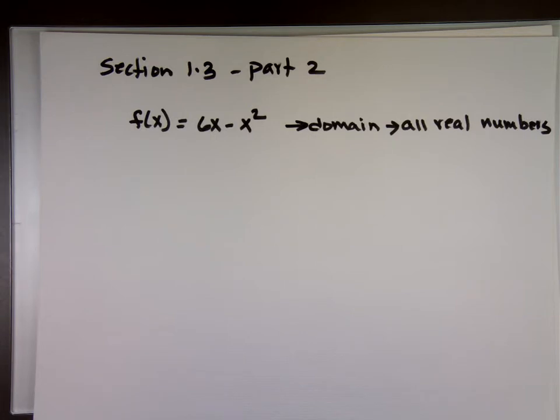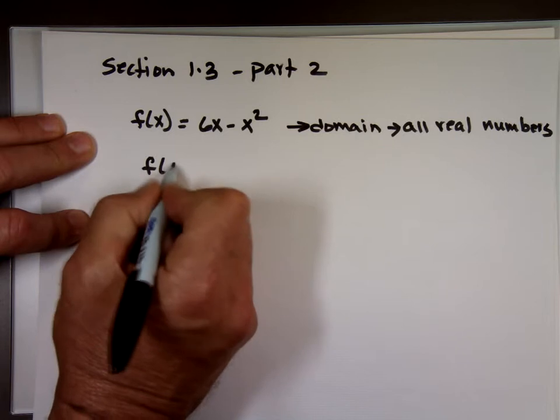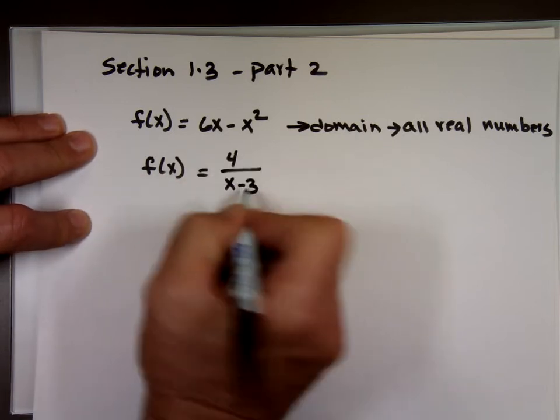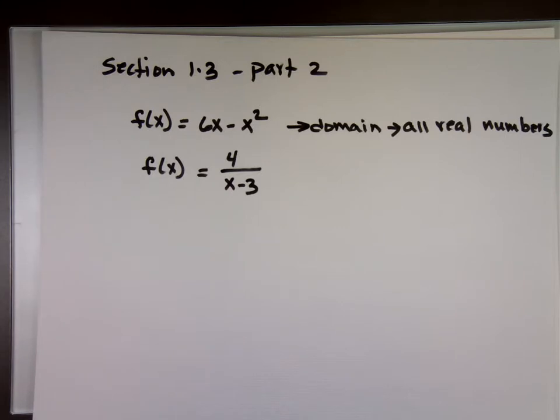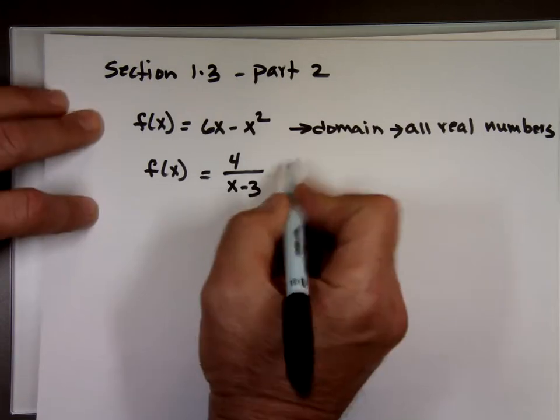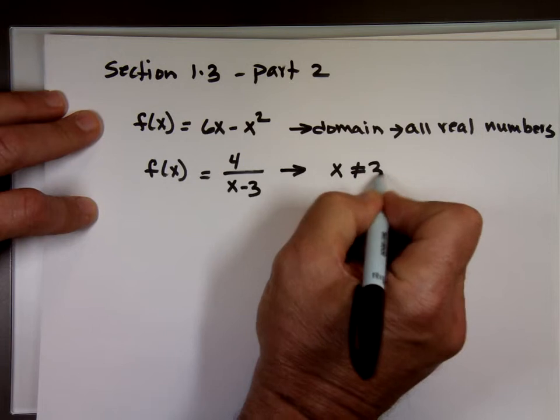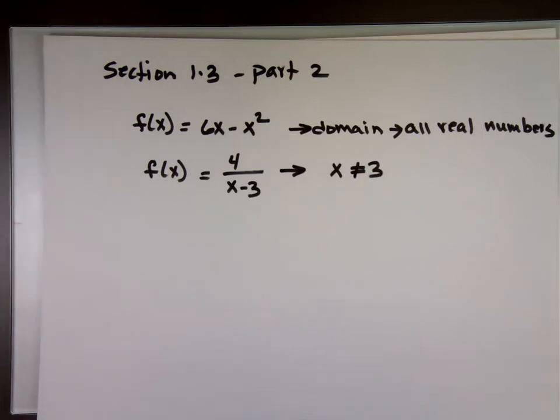Where you're going to have a problem is when you see a problem like this. F of x equals 4 over x minus 3. There's a number I can see quickly where if I plug it in, I will not have an answer. 3. Why? When you have a fraction, the bottom cannot be 0. 0 on the bottom is a problem. So here we write that the domain is x does not equal 3. When you see that, that means any number but 3.